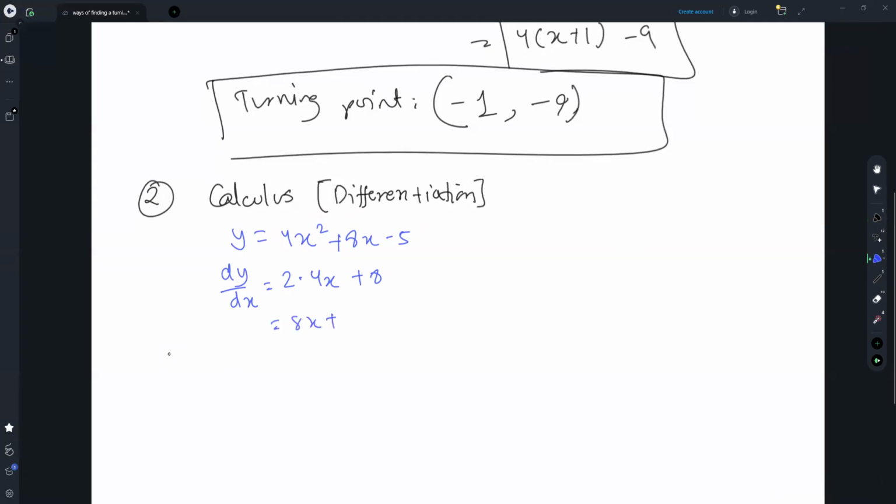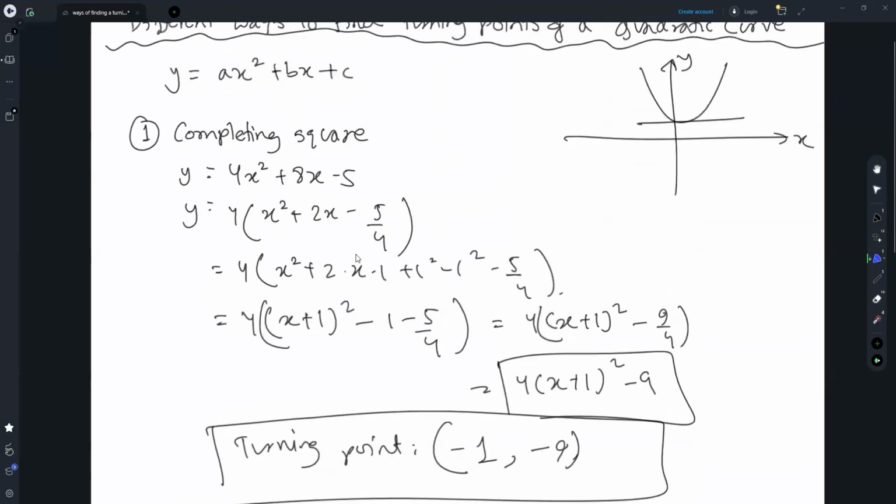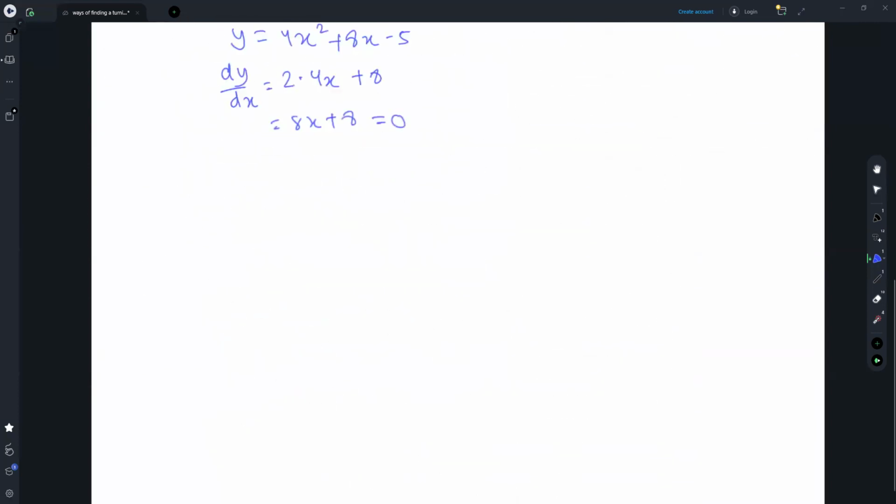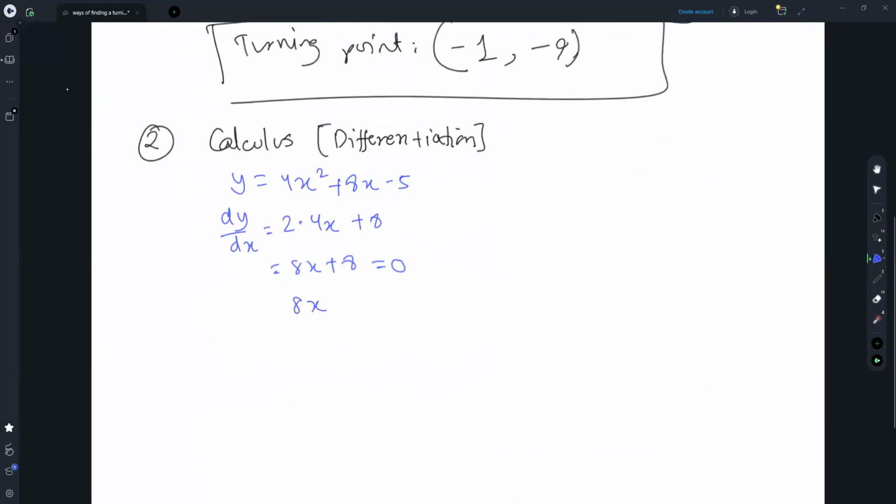So we get 8x plus 8. Now, from there, you can do the following. Set it equal to 0, because as I said, this is when the gradient of the curve equals 0. We know that dy dx happens to be the gradient, so we can just say that this equals 0. As a result, we get 8x equals minus 8, x equals minus 1.